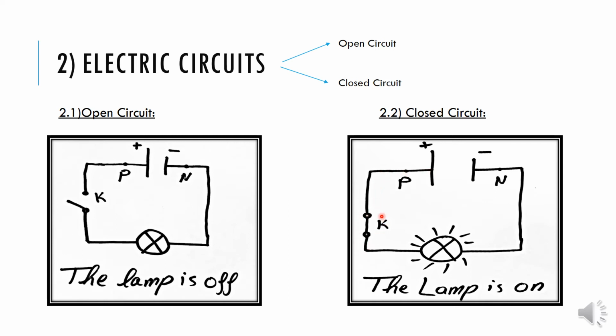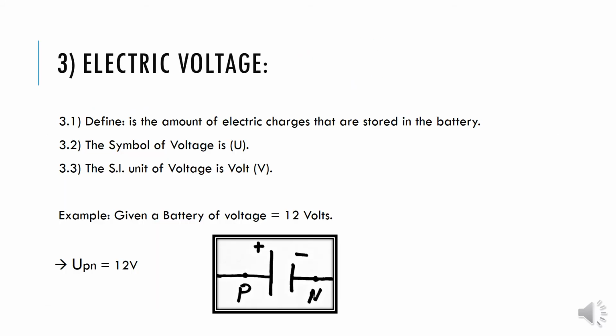While in the second picture, the current flows from the positive terminal. Here we have a closed switch. A closed switch acts as a conducting wire. So the current passes through it and gets back to the negative terminal of the battery. So the lamp will glow, or the lamp is on.